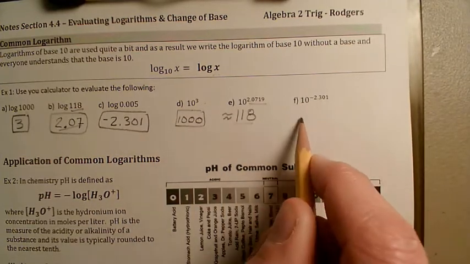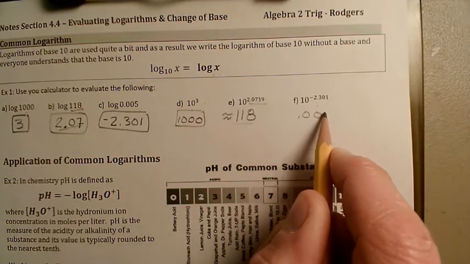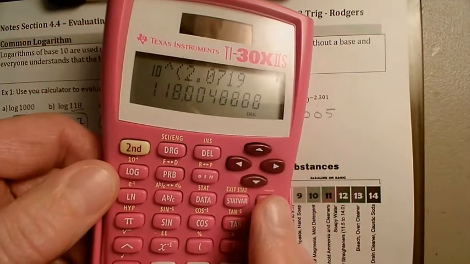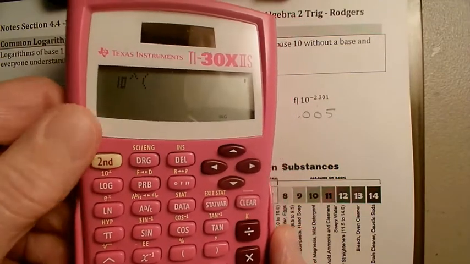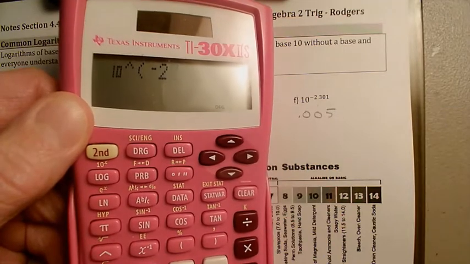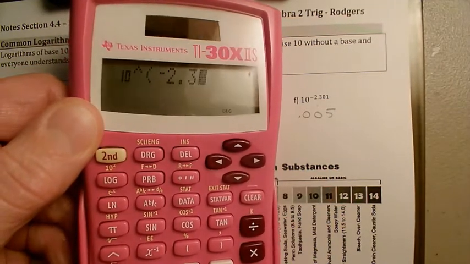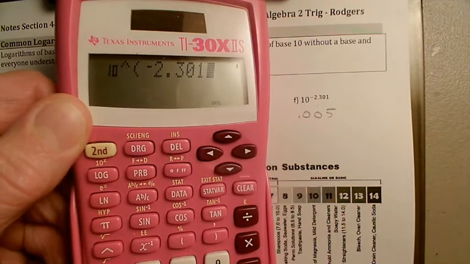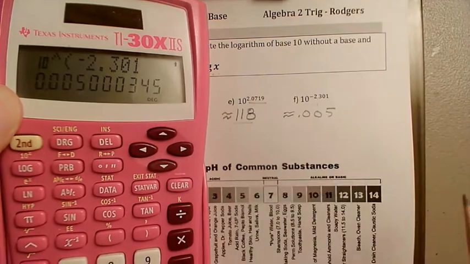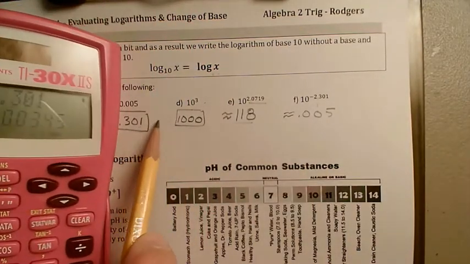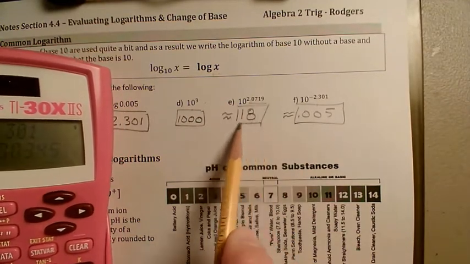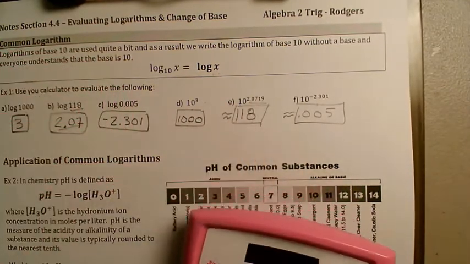This one should be 0.005, but let's do that in our calculators. So I'm going to clear it again, clear, do second log, raise that to the negative 2.301, and hopefully we get something, yep, close to that. Not exactly, because we're rounding a little bit. This wasn't the exact value either, but we're rounding. So okay, that's just kind of getting you to use your calculators to deal with some logarithms.